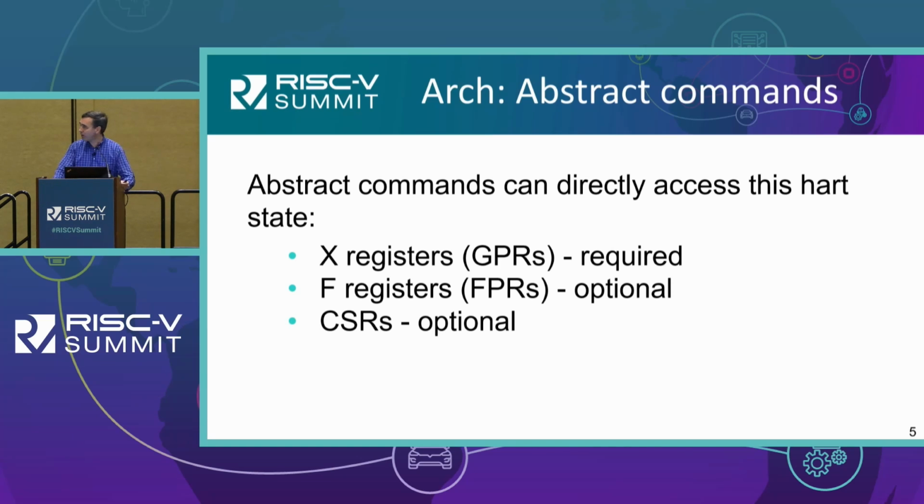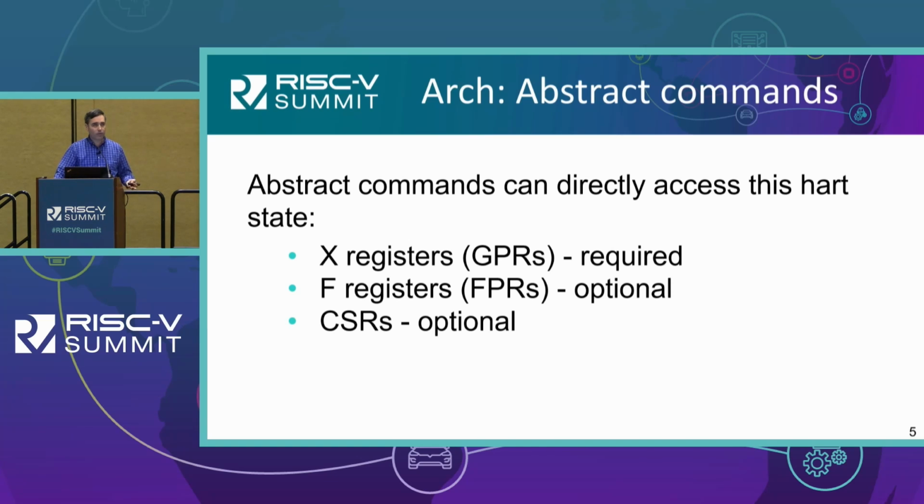But some of you may notice that this list doesn't have everything that all implementations might have. So what about the vector registers? What about custom extensions that have custom register files? How can a debugger access those? Well, not really with abstract commands. So there's this other feature in the architecture called the program buffer. And that executes instructions, so it can access anything that instructions can access.